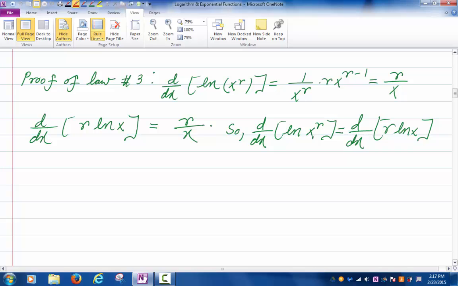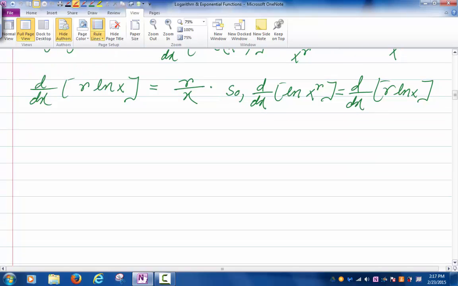I was trying to prove the identity number 3, and I showed that both sides have the same derivative. So if they have the same derivative, it means that ln of x to the r differs from r times ln of x by what? If two functions have the same derivative, they only differ by a constant.